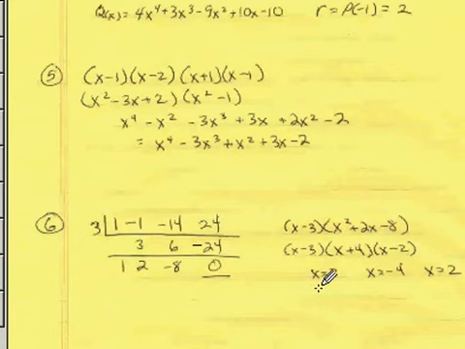Set each equal to 0, I get x equal 3. Set x plus 4 equal to 0, I get negative 4. Set x minus 2 equal to 0, I get x equal positive 2. And there we go. That's the end of section 3.2. We'll talk about it more in class.